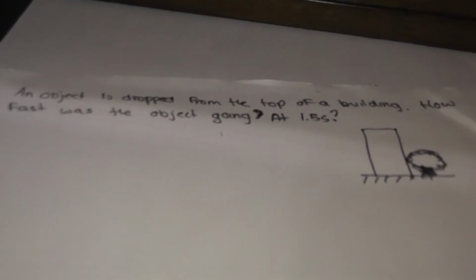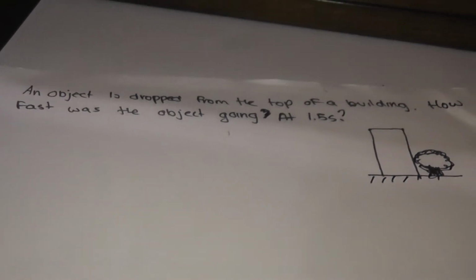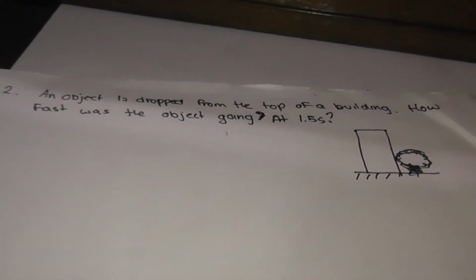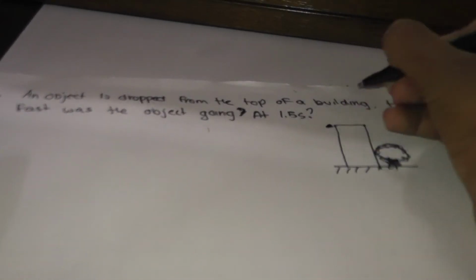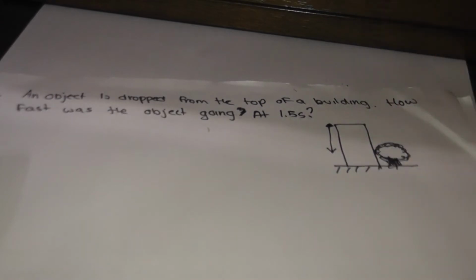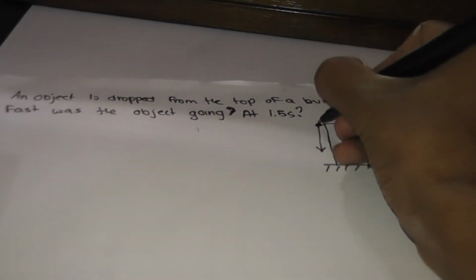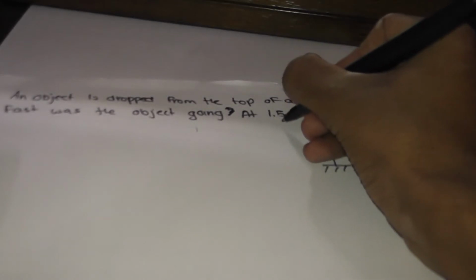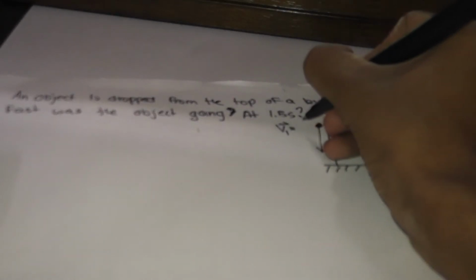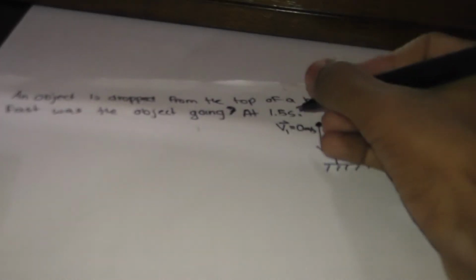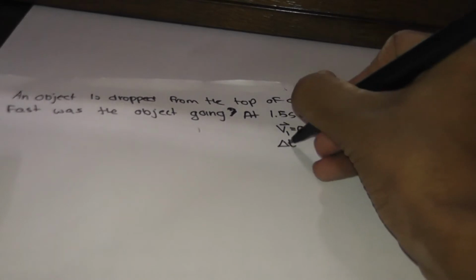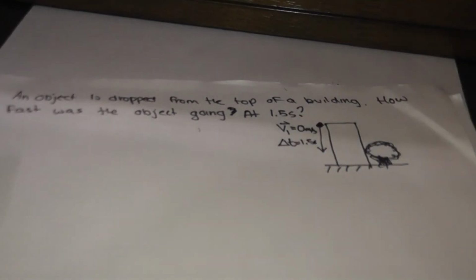So let's look at our second problem. It says an object is dropped from the top of a building. How fast was the object going at 1.5 seconds? So like I said before, I always draw a diagram. So it says that the object, so let's say it's a ball, is dropped at the top of a building, and we're not going to be taking into account any air resistance. Because it says it's dropped, the VI, or the initial velocity, is equal to 0 meters per second. The time that they've given us is 1.5 seconds.